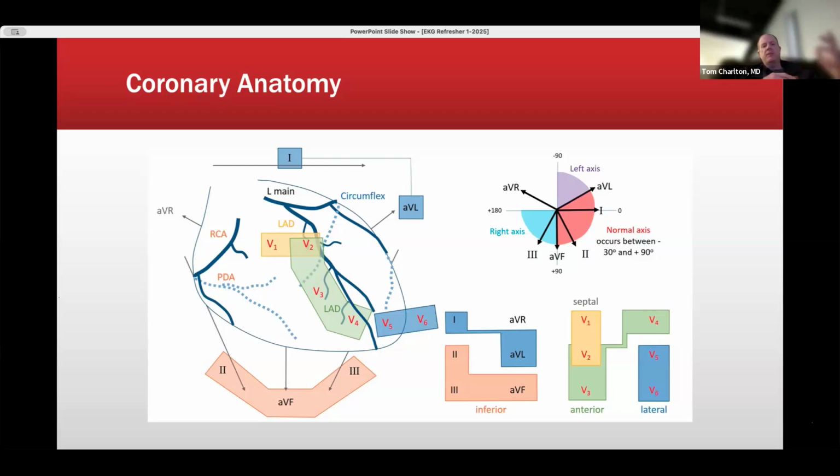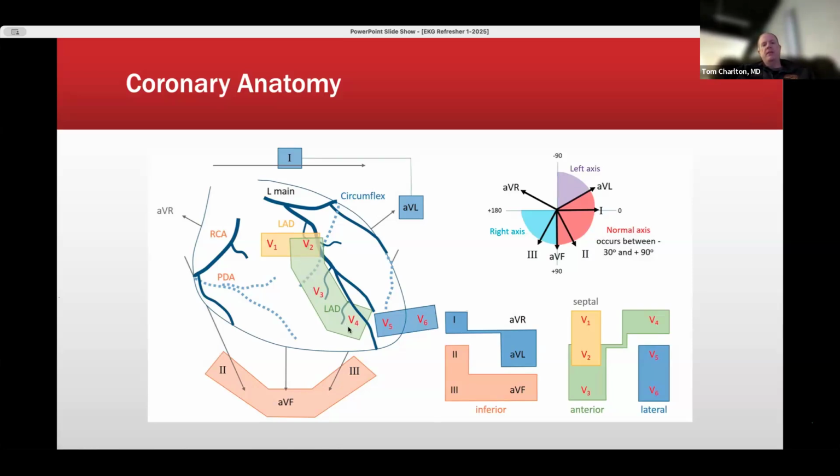So we'll start with everybody's favorite, the inferior. So II, III, and aVF, that tends to indicate a STEMI to the right coronary artery wrapping around potentially to the back. As we move forward onto the precordial leads, V1 and V2 are typically your left anterior descending, okay?